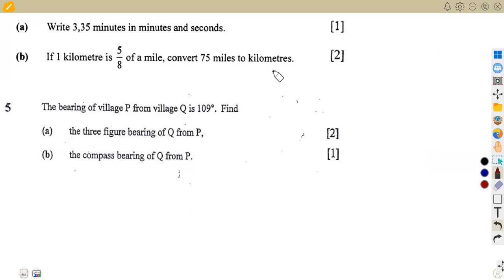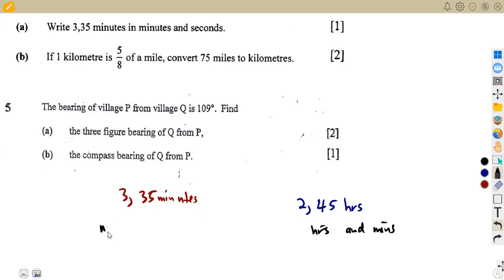Then write 3,35 minutes in minutes and seconds. Yeah, these are very, very typical questions like this. It's in minutes. They want us to have our answer in minutes and seconds. You may also wonder to see a question of the same nature. Maybe you're asked to write 2,45 hours like this. Then this one, they will ask you to give your answer in hours and minutes. This one, they're asking us to give our answer in minutes and seconds.